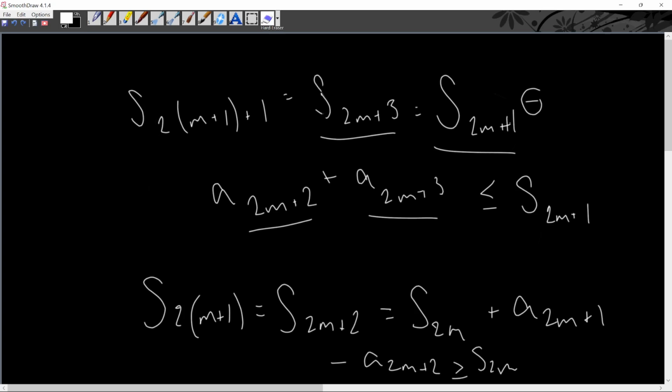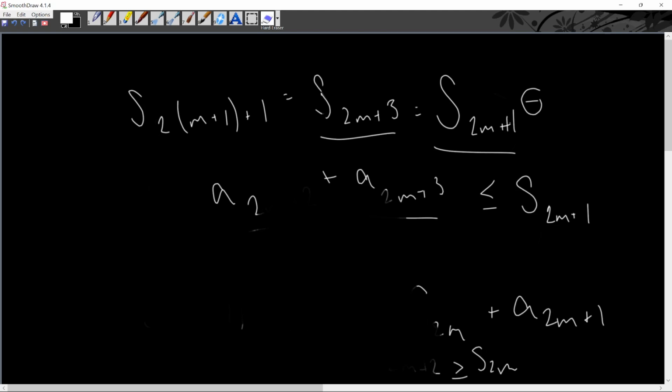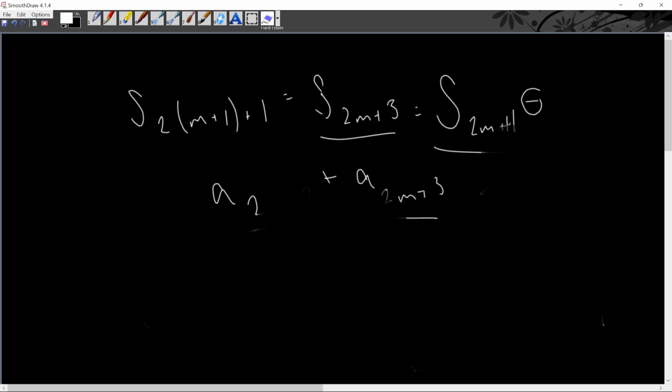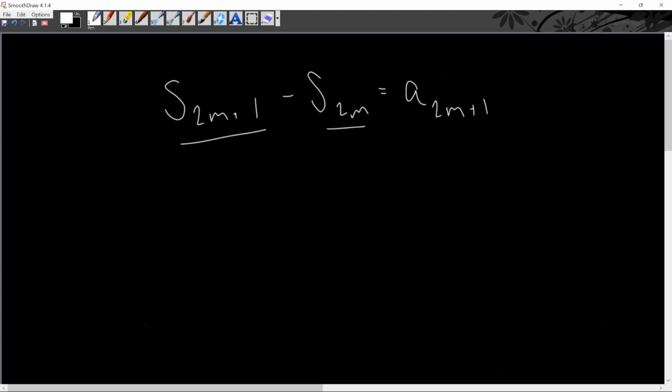So you can write that down if you'd like, but I'm just going to erase this. You have to be able to subtract the even terms from the odd terms, because 2m plus 1 is obviously 1 more than 2m. So you're going to be left with s of 2m plus 1 minus s sub 2m is equal to a 2m plus 1, right? It's the sum up to 2m taken from the sum up to 2m plus 1, so the only term that's left out is a sub 2m plus 1, and this is going to be greater than or equal to 0, right?